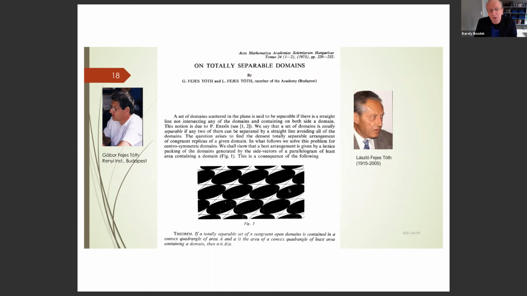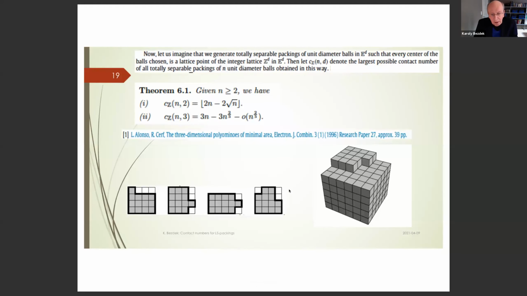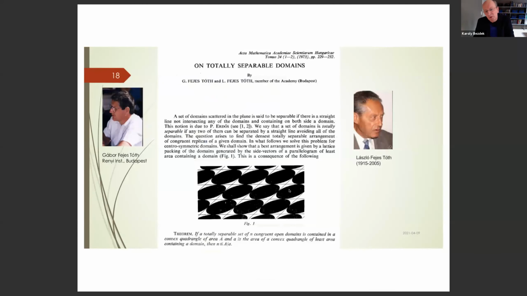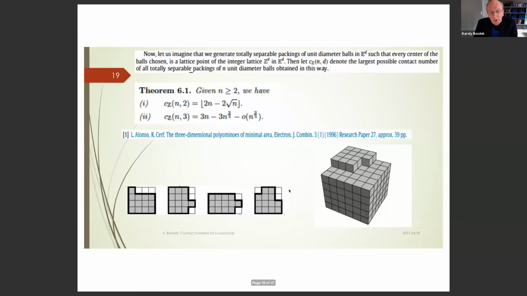Their paper generated a lot of interest in totally separable packings, and that's a topic, especially finding the highest density, that is interesting on its own. I'm not going in that direction. Instead, as I said, I'm interested in contact graphs of totally separable packings.